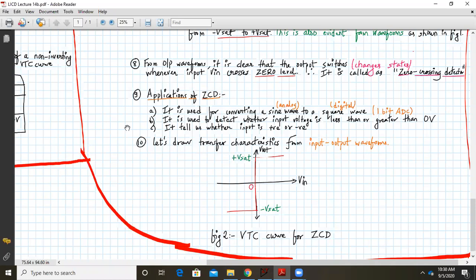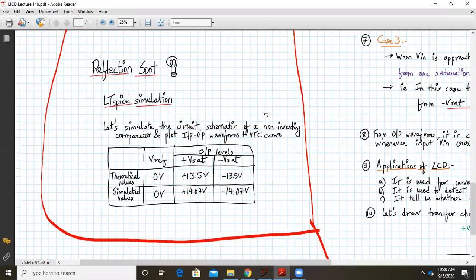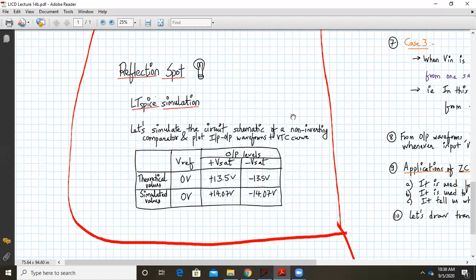We will come back to these applications later. First we'll go to the reflection spot, that is, we will shift from the OneNote PDF to your LTspice simulation.